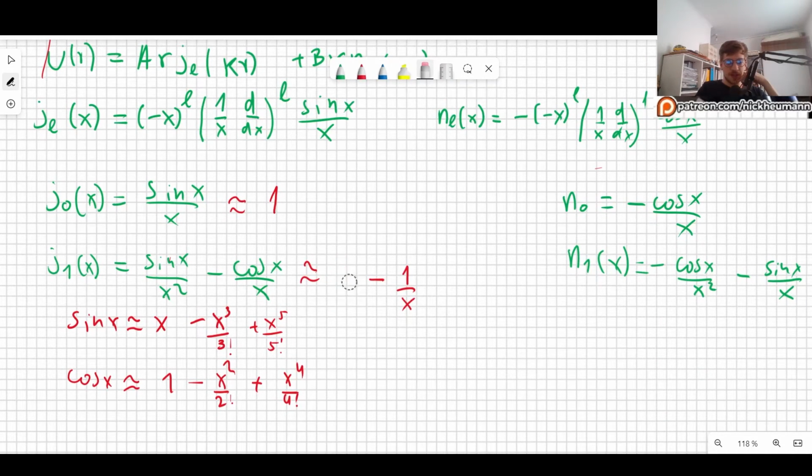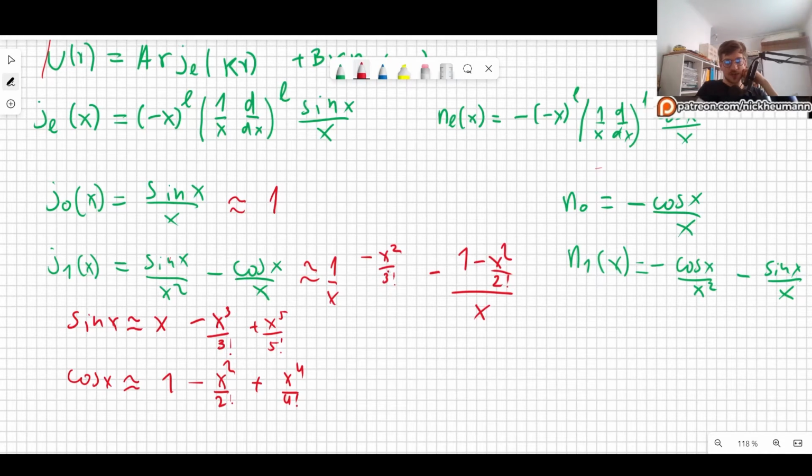So let's here plug in the second order. Sine of x would be x minus x cubed over 3 factorial, divided by x squared. And then we have cosine, which we could write as 1 minus x squared over 2 factorial, divided by x. There we go. So in this case, this thing would be x over x squared. This thing is simply 1 over x, of course, like before. And this thing right there would be minus x squared.